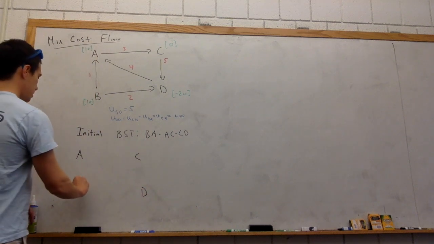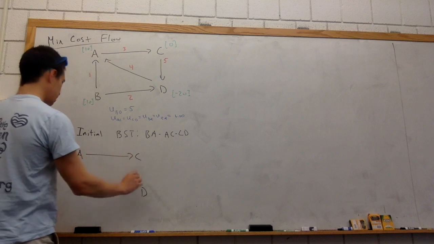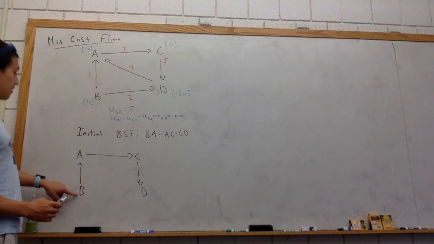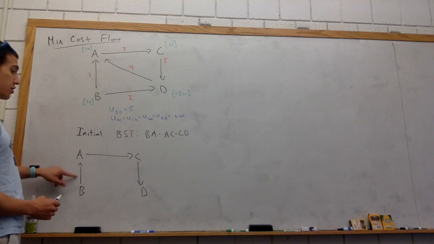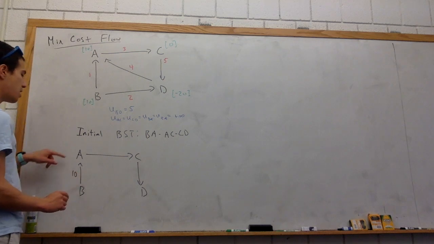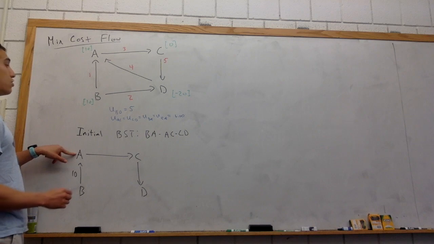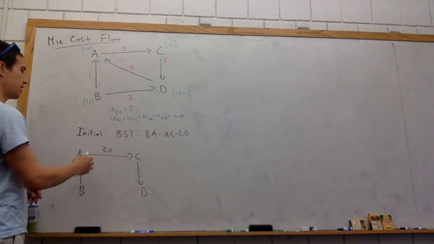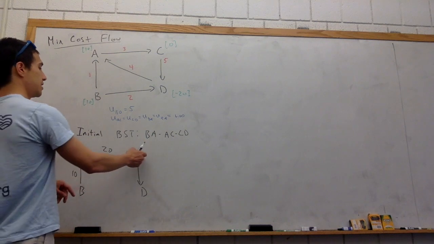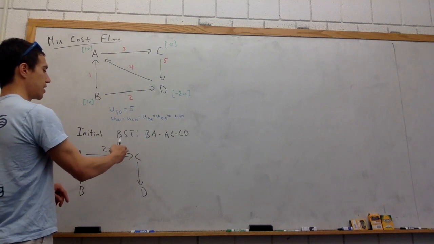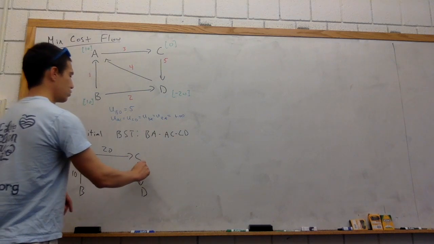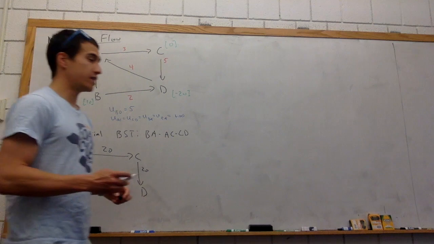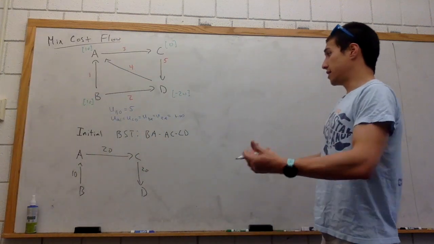Well, our solution is going to look like this, and B needs to send 10 units of flow total, so this arc has to receive 10 units of flow. A needs to send 10 units of flow total, so it's receiving 10 already, so this arc needs to have 20 units of flow going through it. And C is a transshipment node, so it's getting 20 units of flow. It needs to send 20 more units of flow out. So this is our initial basic feasible solution, and let's see if it's optimal.